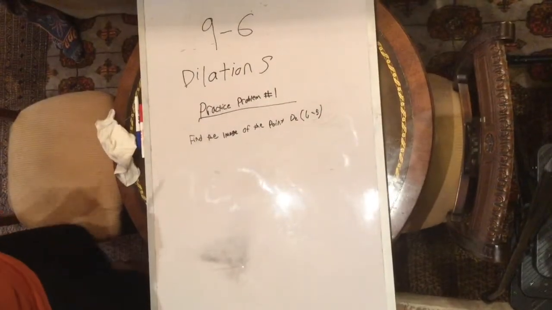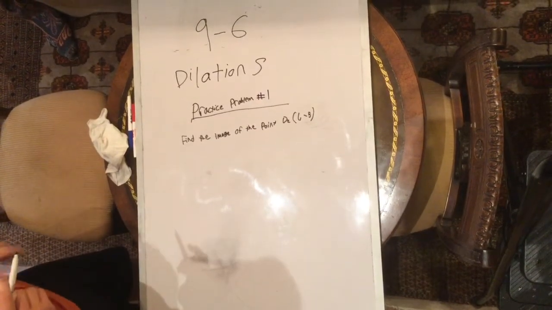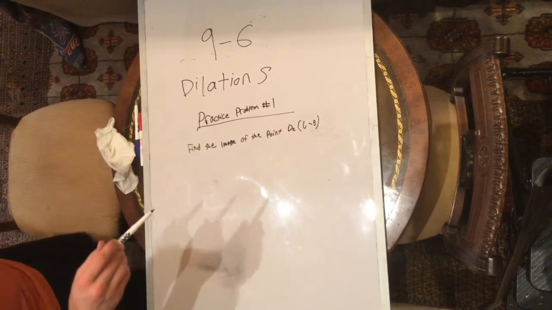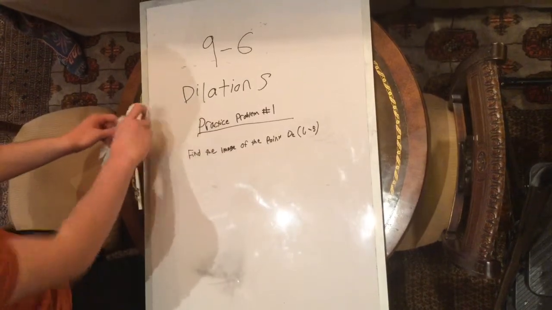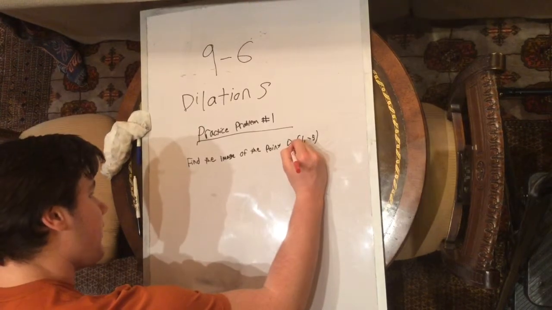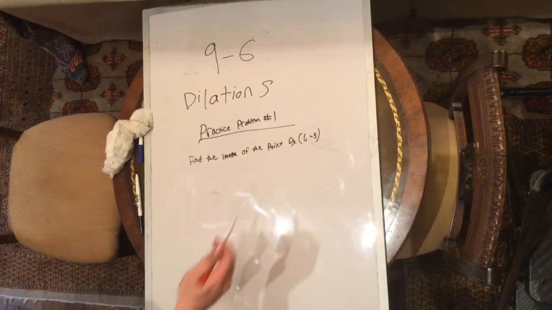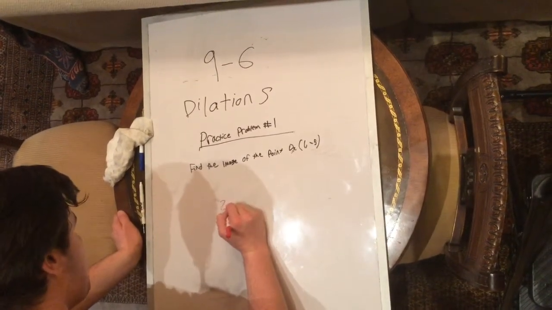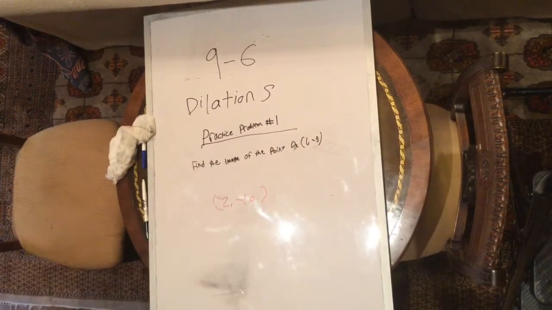Okay, so practice problem number 1 for lesson 9.6 over dilations. Find the image of point D, scale factor 2, for the coordinates 1, -5. So for this problem, the scale factor is going to be the 2, so that is right there. Since the scale factor is 2, you're going to multiply both these numbers by 2. So the image would be 2 and -10. That would be the image for this dilation.